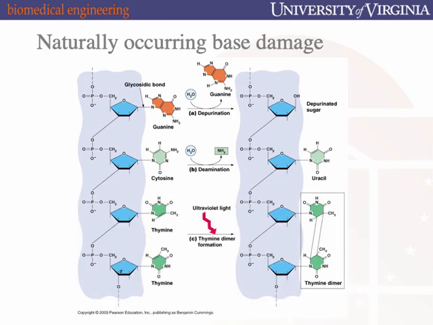Here's the major source of DNA damage if you're out in the sun. UV light has energy in those ultraviolet rays, and that energy can promote the formation of thymine dimers, two adjacent thymines giving rise to an intra-strand crosslink, as shown here, another form of DNA damage.